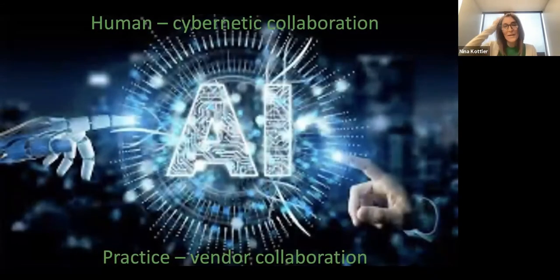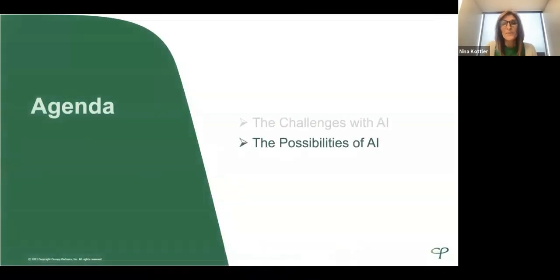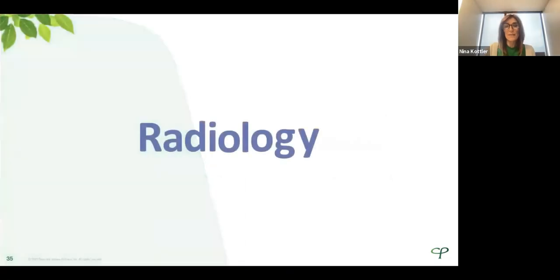All right, now, again, not doom and gloom. We could figure all of this out, but it's really important for us to work together on it. We're not going to do it alone with just the vendor rolling it out across our practices. There needs to be cybernetic and human collaboration, along with practice or hospital system and vendor collaboration, to make sure this works. So with that, let's transition a little bit into the possibilities of artificial intelligence and what you can do with it. And we'll go through a couple of use cases.